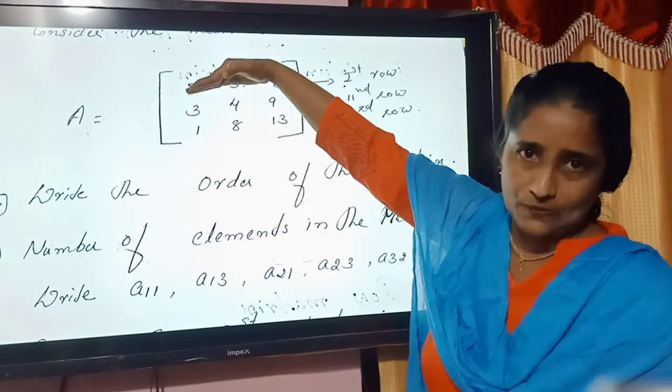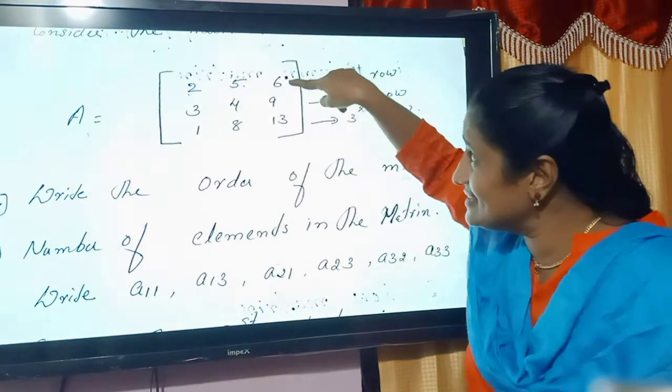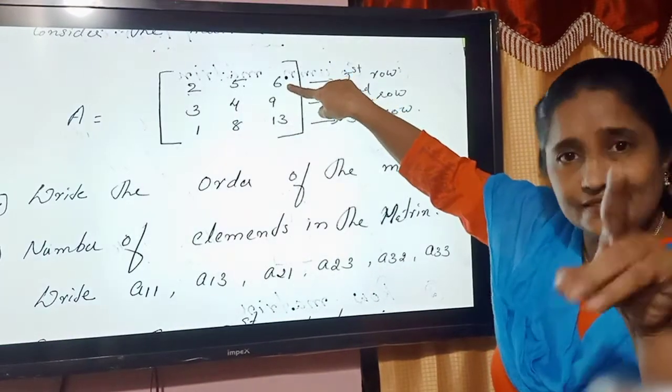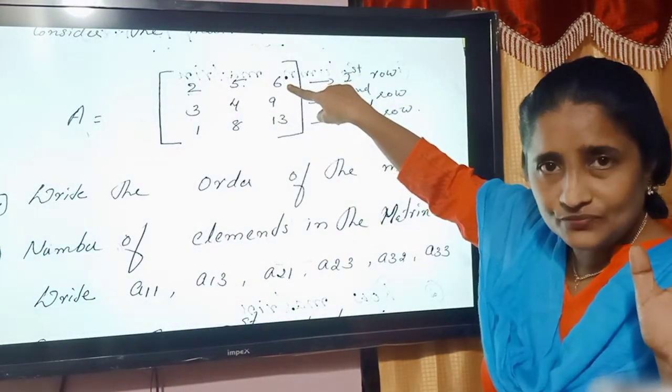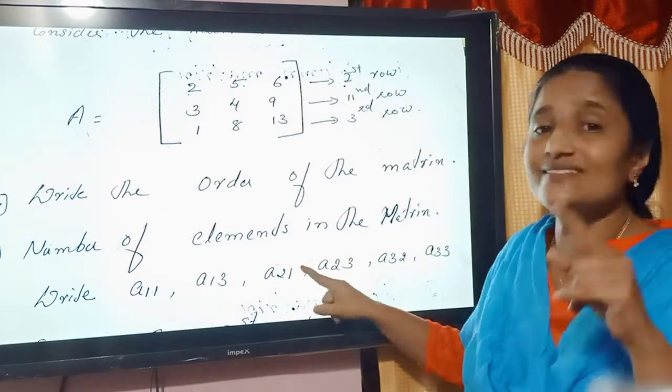This is the first row. Which is the third element? This is the third element. So what is A13? 6. Did you clear? Okay. Now, similarly, what is A21?